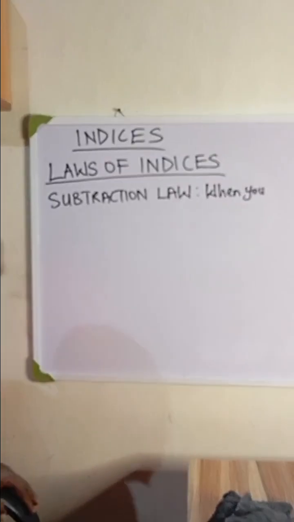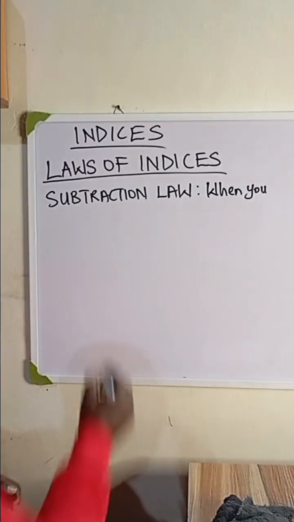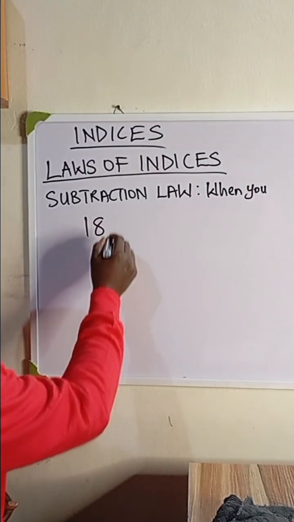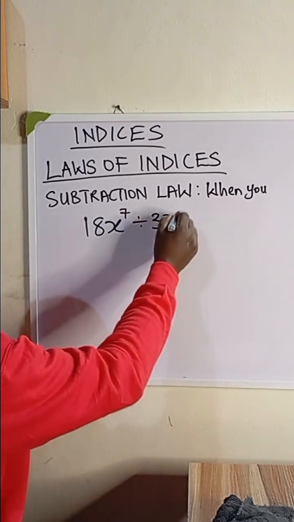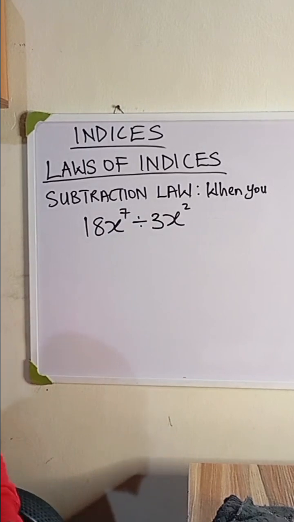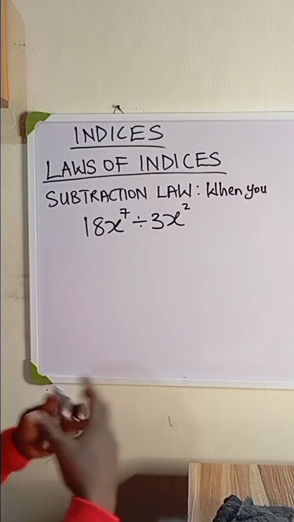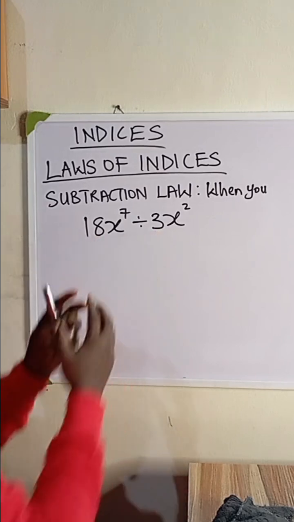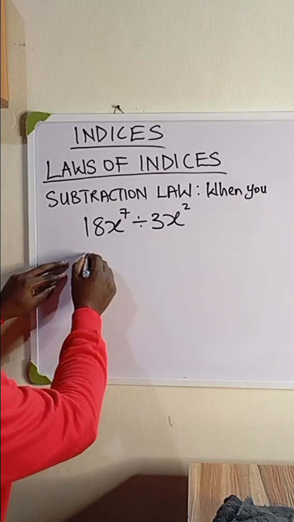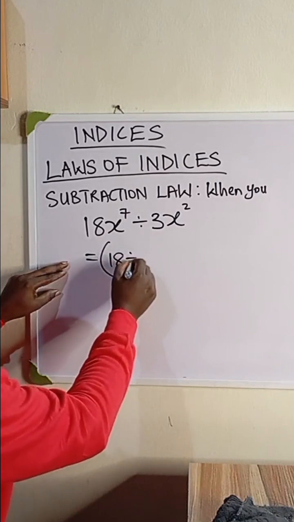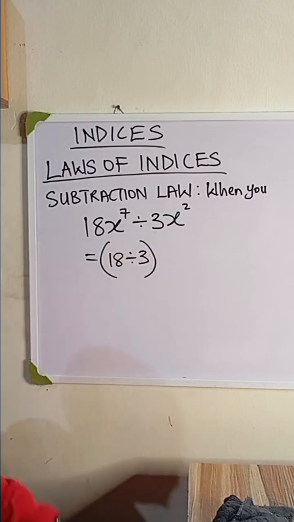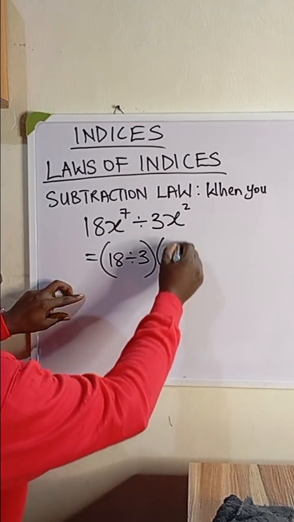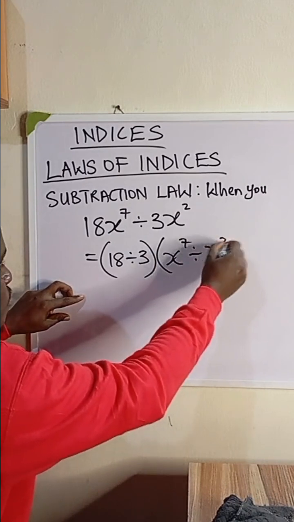Okay, let's continue. Let's look at an example. 18x to the power of 7 divided by 3x to the power of 2. Just as we did in the first example, we bring the numbers together and put them in one parenthesis. So we have 18 divided by 3 in one parenthesis, so that the values with x can be in one parenthesis. So we have x to the power of 7 divided by x to the power of 2.